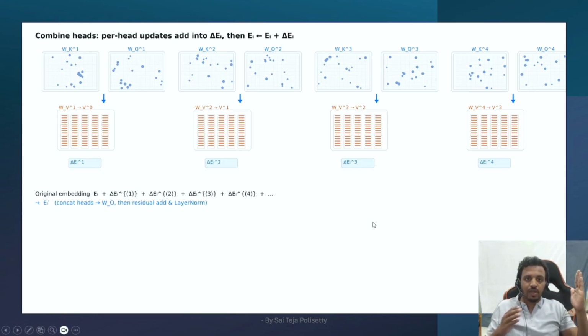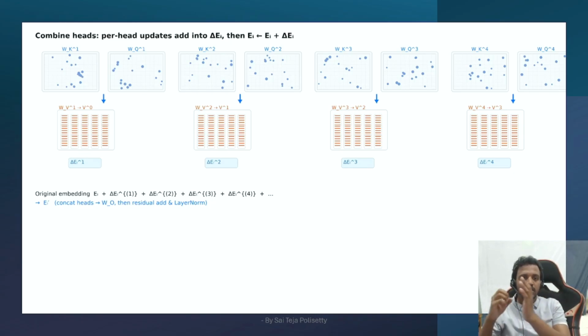Now if I have 20 layers, I can have 4 heads of attention in layer 1, 4 heads of attention in layer 2, 4 heads of attention in layer 3, and so on. So here you can see my embedding will get updated with the current embedding plus the deltas that I am getting from each single head of attention. That's why I call it multi-head attention.